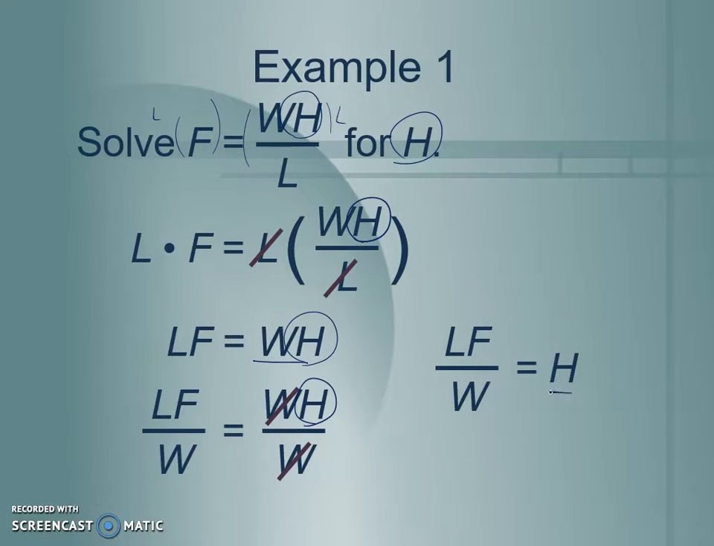And remember, we always want to start with the variable that we're solving for when we give our answer. So it just ends up being H equals LF over W. We just flip-flop that around.